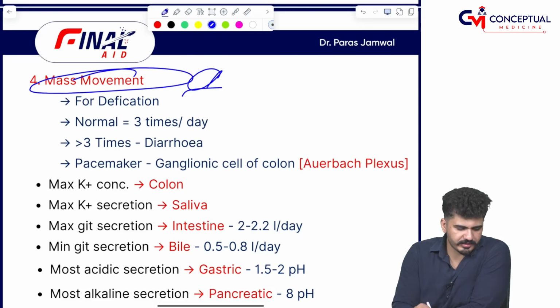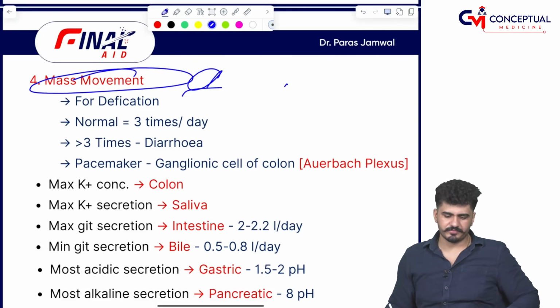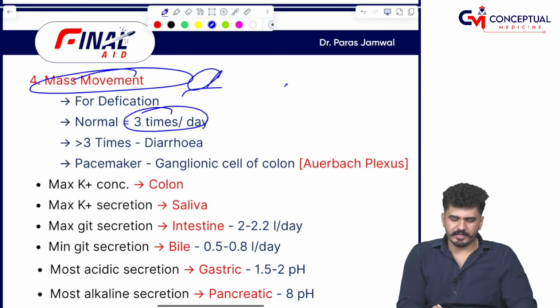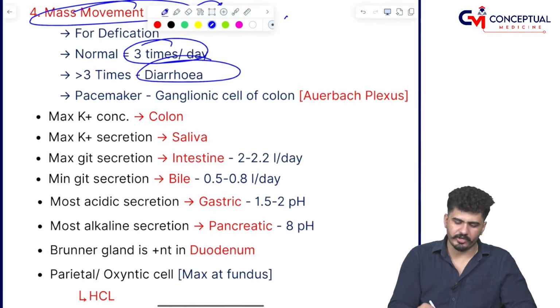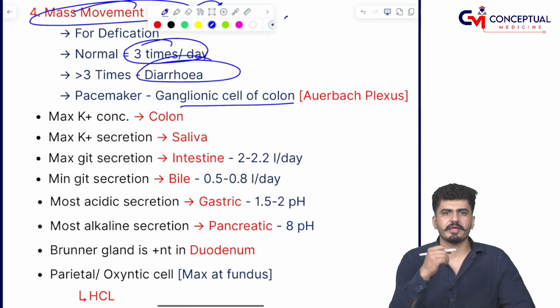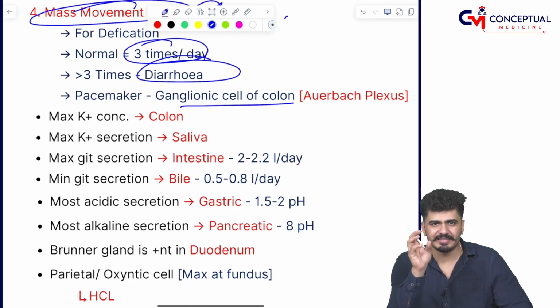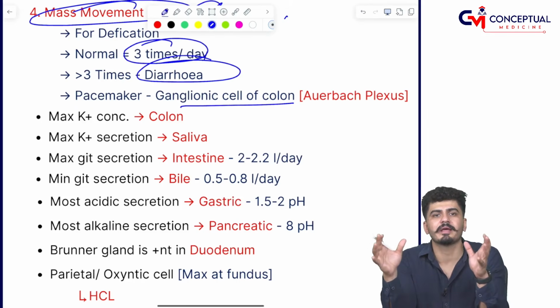Mass movement is for defecation, my dear friends. Normal is 3 times a day; more than 3 times we call diarrhea. Now, the pacemaker of defecation is the ganglionic cell of the colon. They are formed by the Auerbach's plexus. If it is absent, the disease is called megacolon.